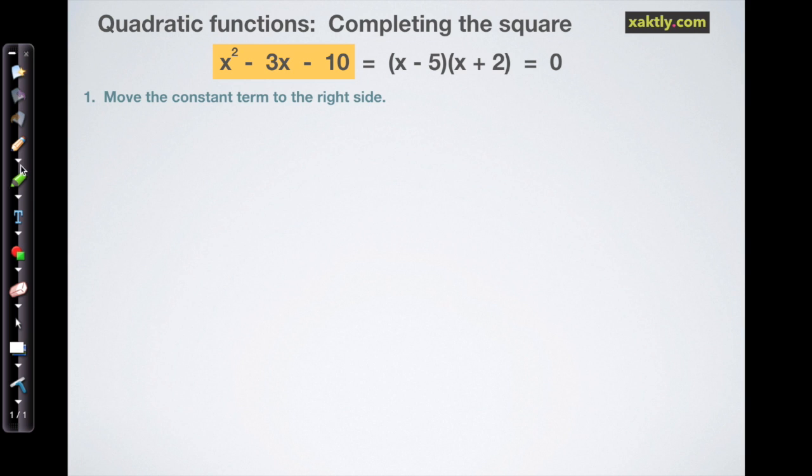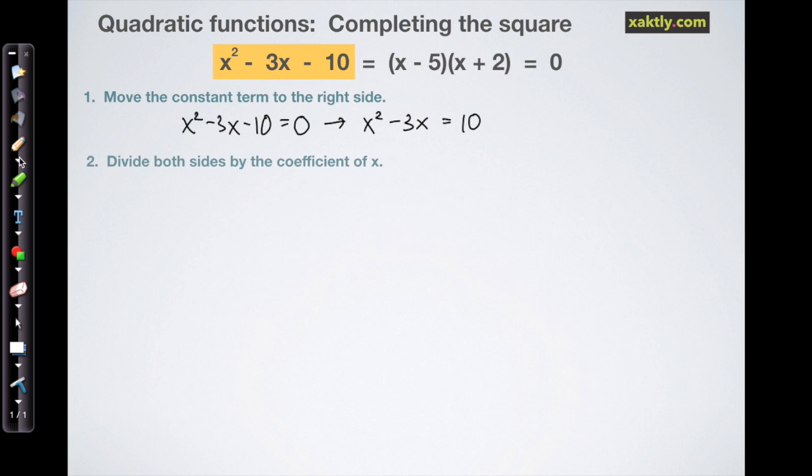So the first step is always to move the constant term over to the right side, and we'll do that just by adding that 10 to both sides. Our next step is always to divide both sides by the coefficient of x squared. In this case, we don't really have to do anything. I'll go through the motions anyway, because the coefficient of x squared is just 1, so a equals 1.